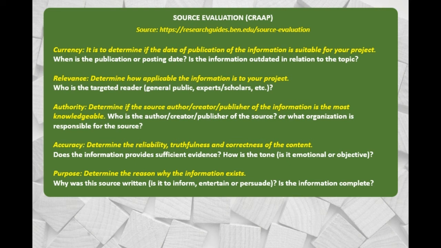And next one is accuracy: determine the reliability, truthfulness, and correctness of the content. Does the information provide sufficient evidence? How is the tone? Is it neutral? Is it emotional or objective? You need to find that out. And last one is purpose: determine the reason why the information exists. Why was the source written? Is it to inform, or to entertain, or to persuade the reader? Is the information complete, or only a half, or even only a part of it? Okay, you need to make sure about it.